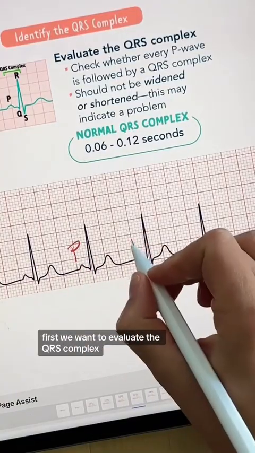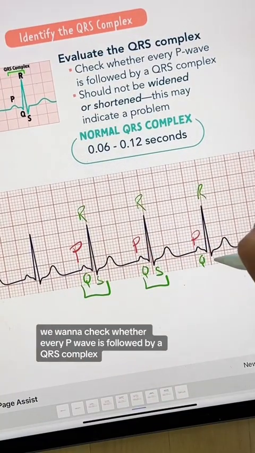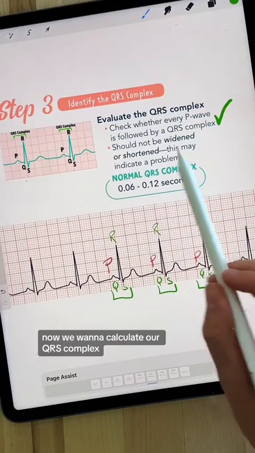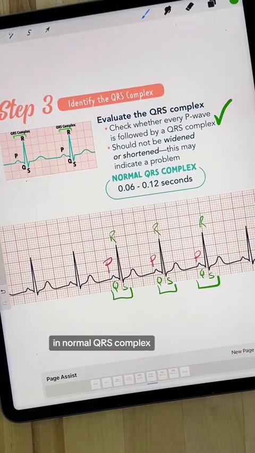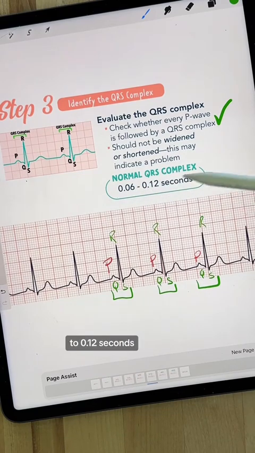Step 3 is identifying the QRS complex. First, we want to evaluate the QRS complex. We want to check whether every P wave is followed by a QRS complex. Now we want to calculate our QRS complex. A normal QRS complex is 0.06 to 0.12 seconds.